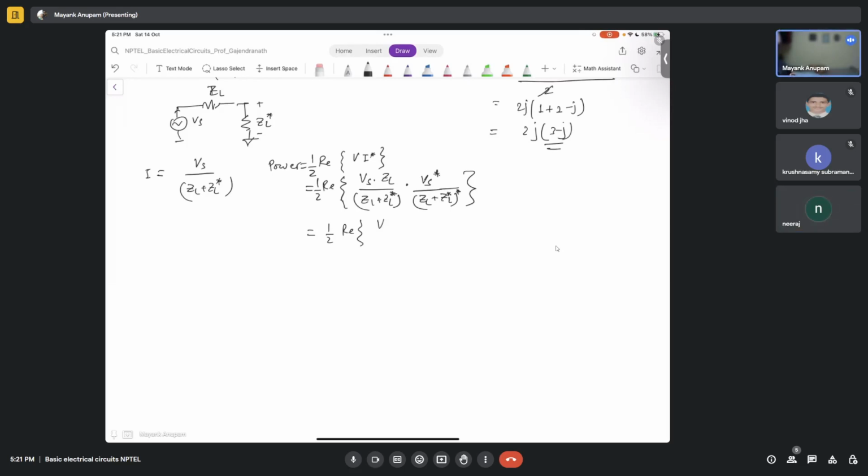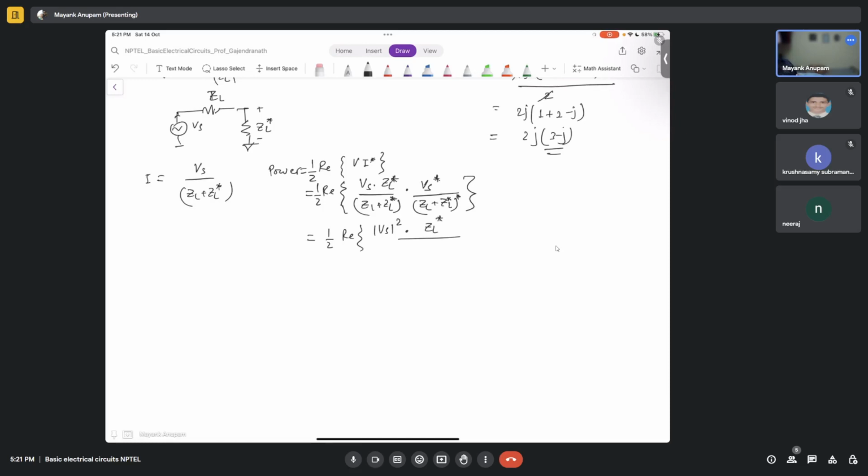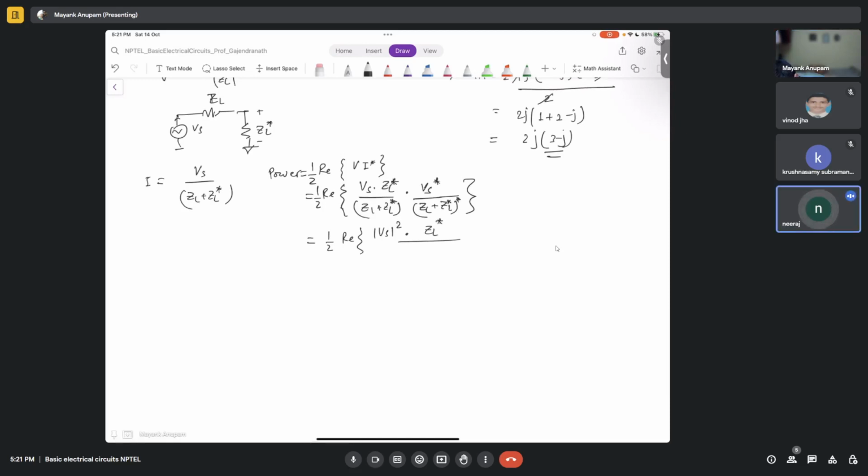Vs into Vs conjugate becomes mod of Vs square, right? Multiplied by ZL divided by, oh sorry, this is ZL conjugate, by the way. This is ZL conjugate divided by ZL plus ZL conjugate square, and this is conjugate of this, right? This again becomes ZL plus ZL conjugate, the mod of that whole square, right? Okay, sir. So how much is that?